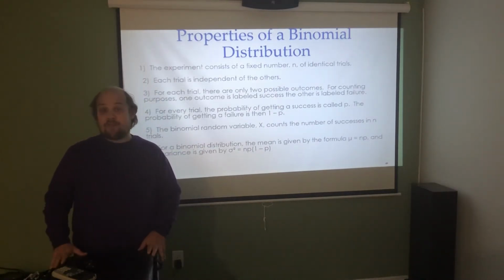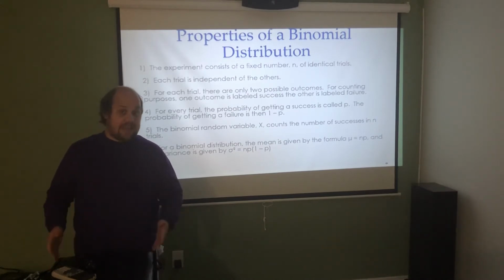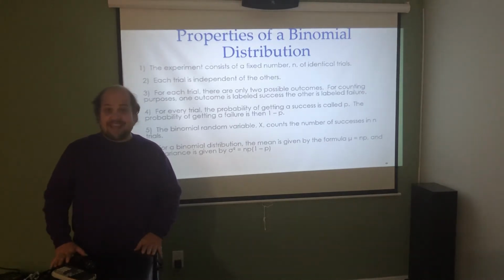As far as where we get the mean formula, this hopefully is somewhat intuitive. If I'm going to flip a coin 10 times and the probability of getting heads is 0.5, 10 times 0.5 gives me 5, or in other words, my average expected value, the mean number of heads that I would get from 10 flips, would be 5 heads. 0.5 times 10 equals 5.